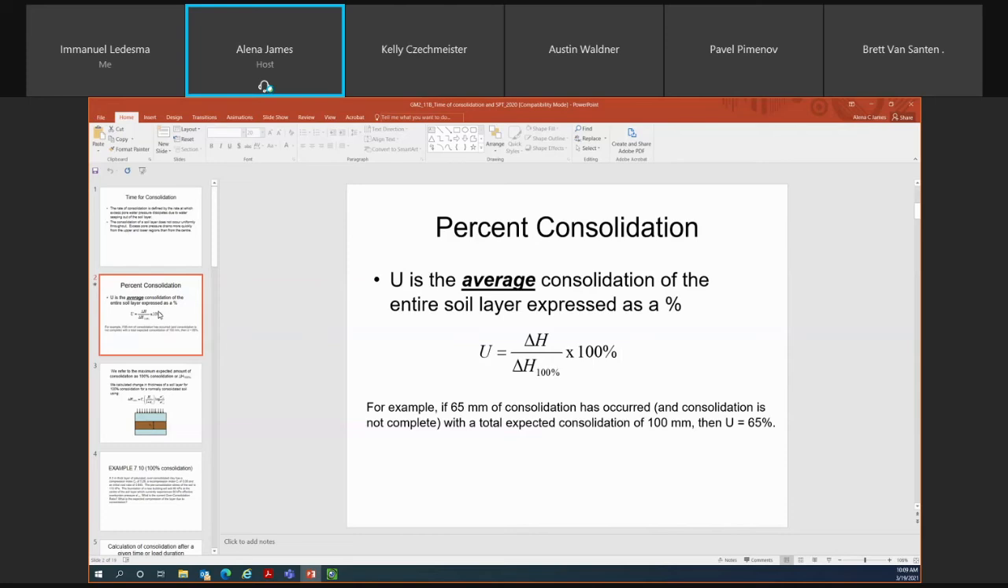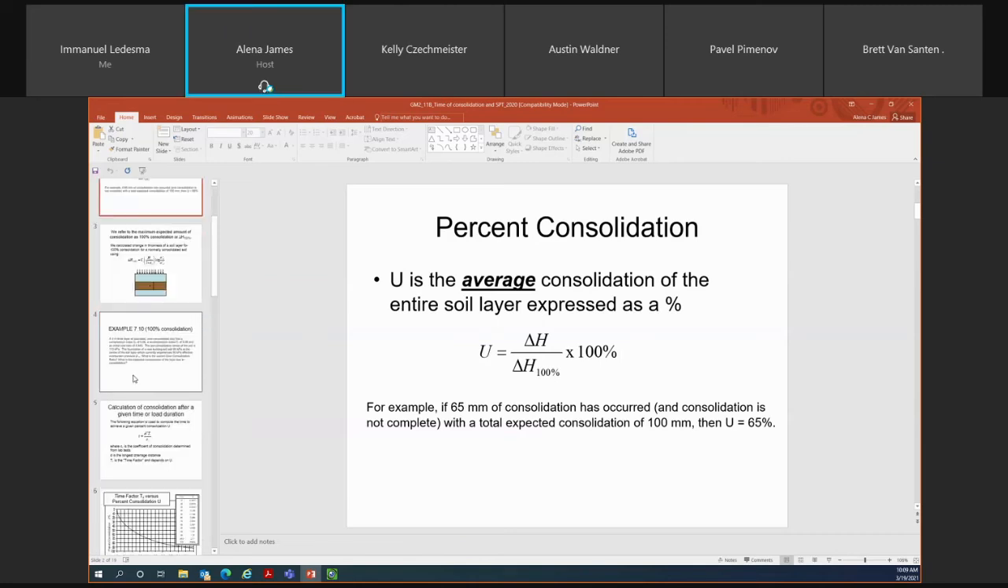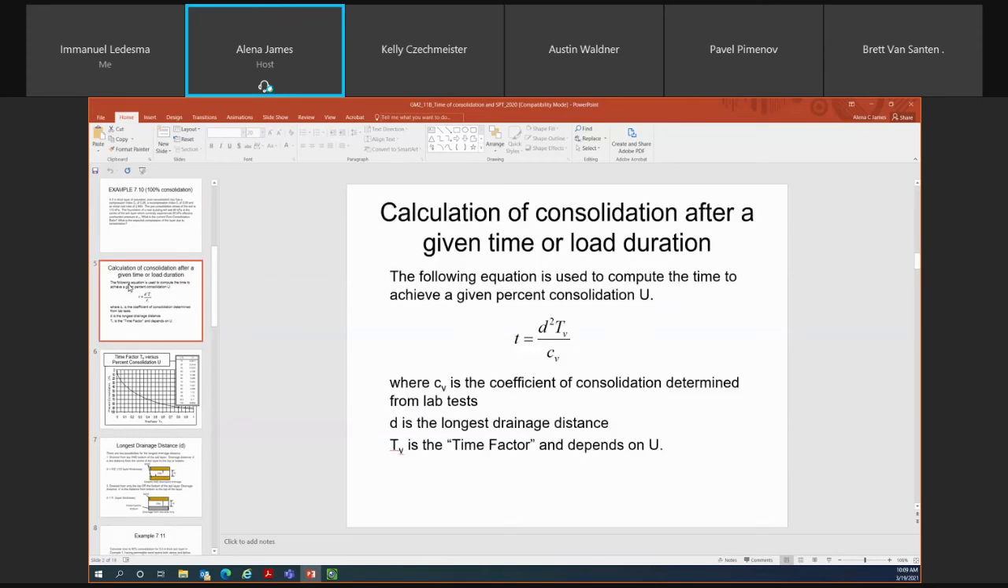When we're looking at the design process, we like to consider our consolidation almost complete if 90% of the consolidation has occurred. So if we want to calculate the amount of time that it's going to take for the consolidation to occur, this is the formula that's provided on this slide that we would use.